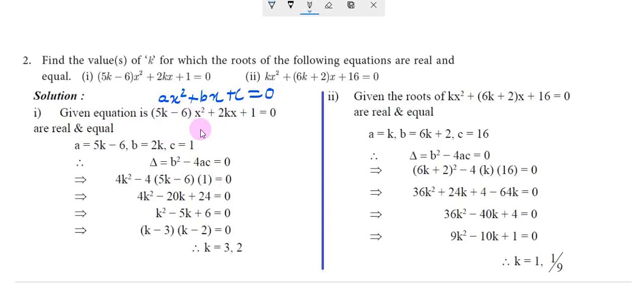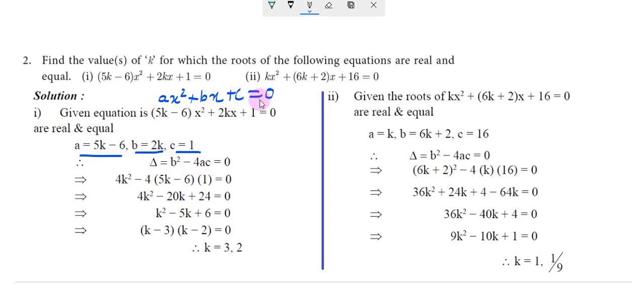You know how I write here? I equate the coefficient of x square. Here x square coefficient a, there x square coefficient 5k minus 6. So a equal to 5k minus 6. Understood? And b equal to 2k and c equal to 1. So a equal to 5k minus 6, b equal to 2k and c equal to 1.